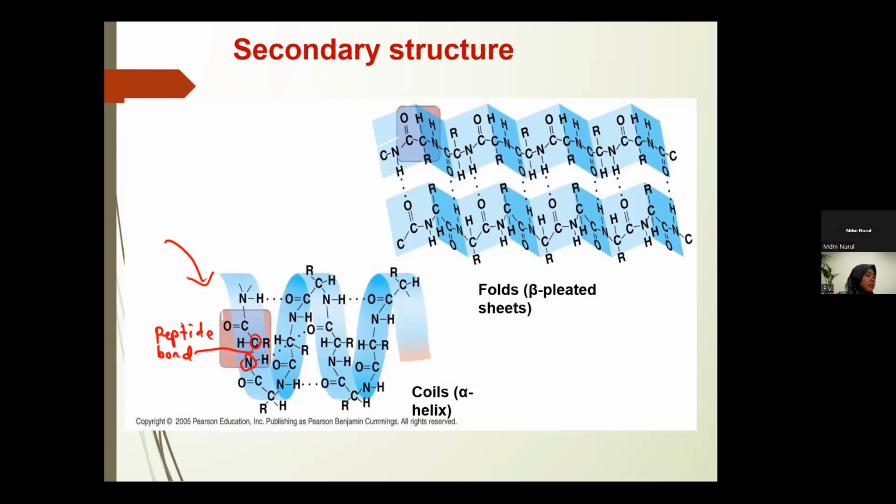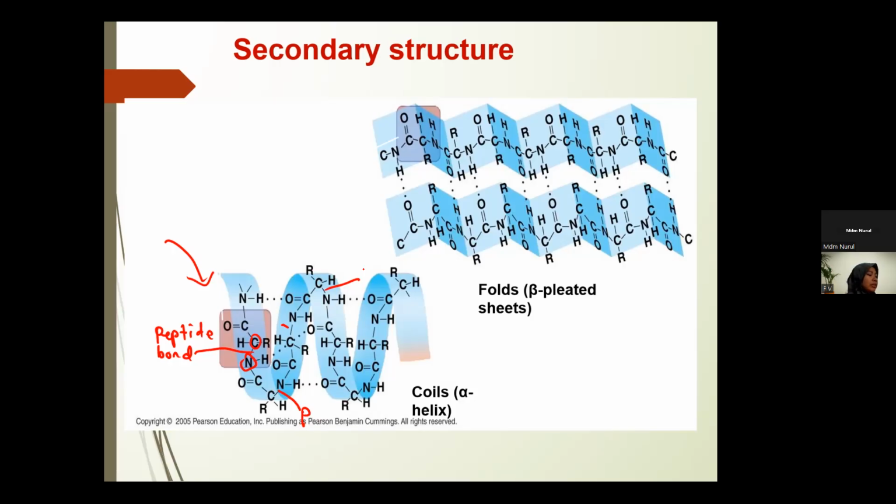Where else? Ni lagi, nampak ni? Ha, ni. C dengan N. This is peptide bond. See? Apa-apa yang antara C dengan N, itu peptide bond. Ni. Ha, mana lagi? Sini. Nampak tak? So, that is all peptide bond. Ingat je, peptide bond is between C and N. Dah tu mana hydrogen bond, madam?